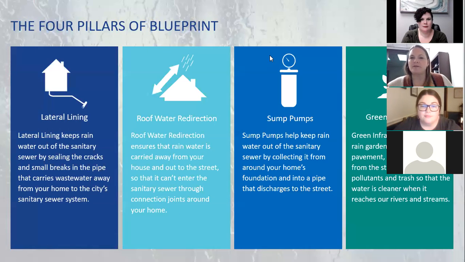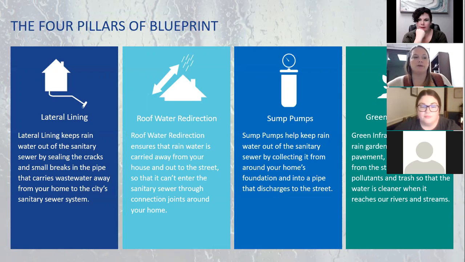There are 4 pillars of Blueprint. So these are 4 pieces of our puzzle, basically. The 4 different ways that we're accomplishing our goal. Lateral lining is an important piece. So everyone has a sanitary lateral at their house, right? That's what carries waste away. That's what we saw in the video. But this is where most of the water is getting in. So there's cracks, there might be tree roots getting in and creating holes, or hairline cracks. And that's where the water is seeping into the sanitary sewer system.